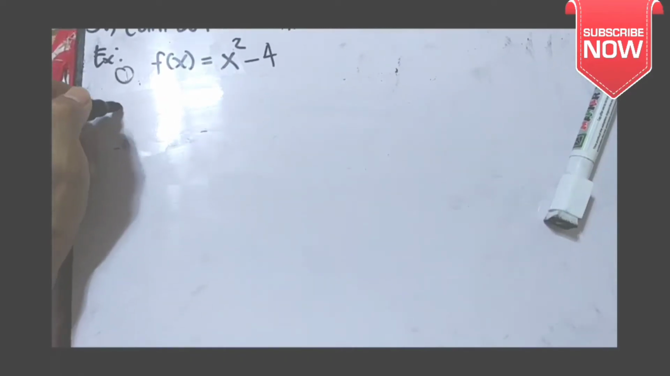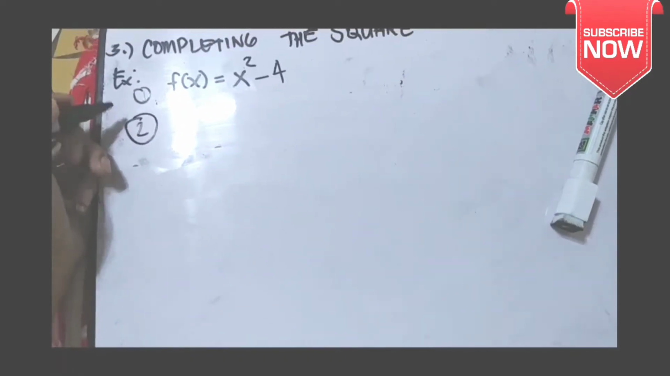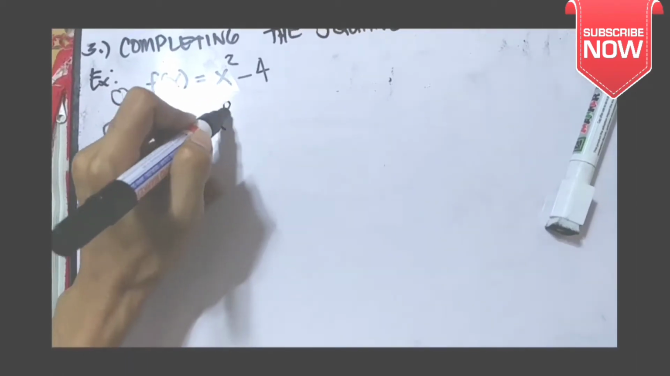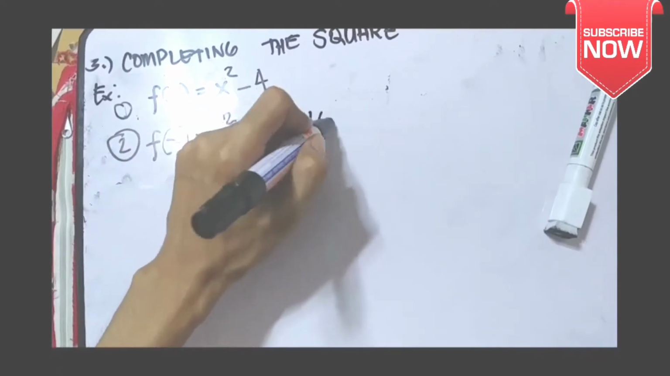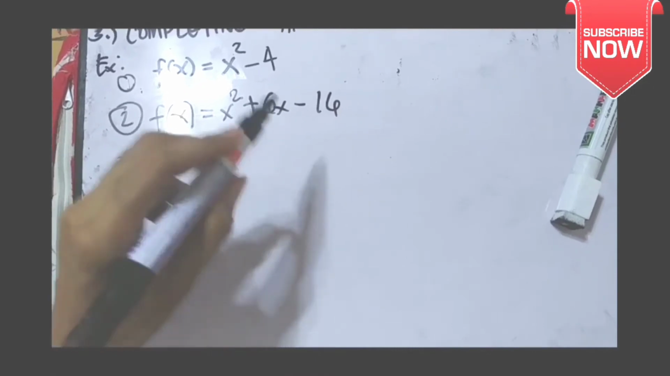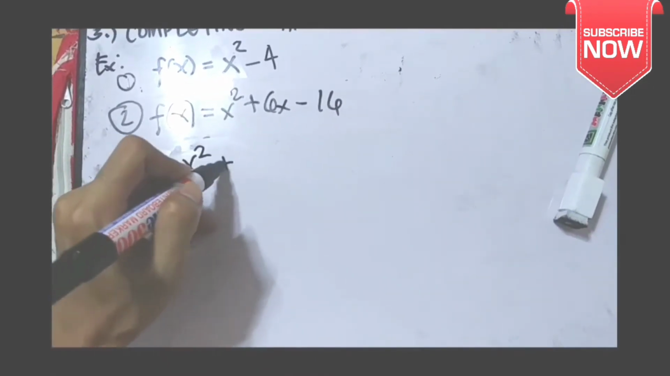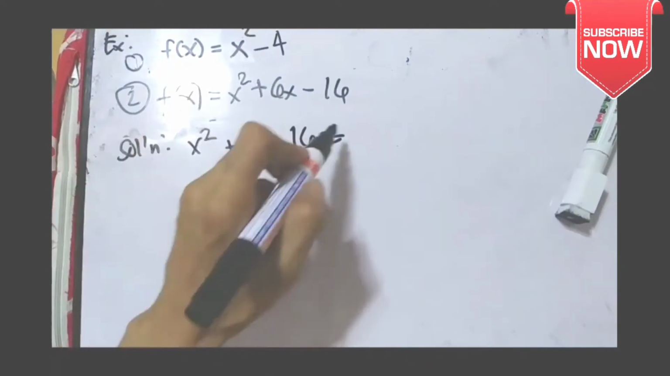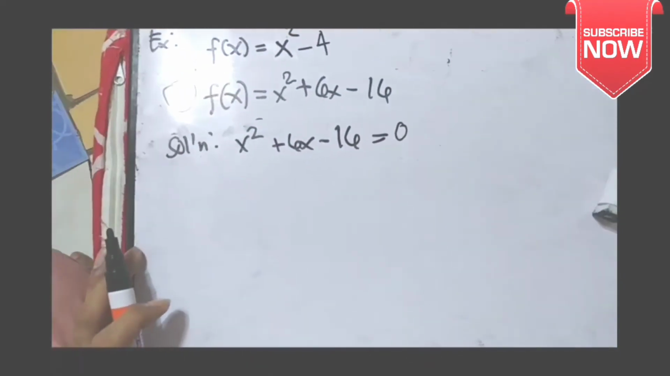Ang mangyayari niyan, gagawa tayo ng another sample of equation na pwede natin gamitin ang completing the square. So f of x is equal to x squared plus 6x minus 16. Okay, so solution. Pagpalitin lang natin, x squared plus 6x minus 16 is equal to f of x, and let f of x is equal to 0. Okay.